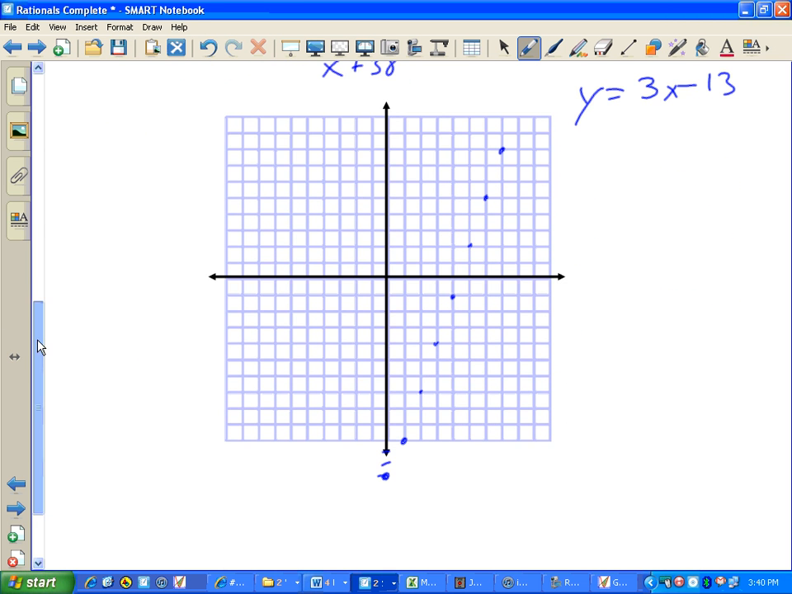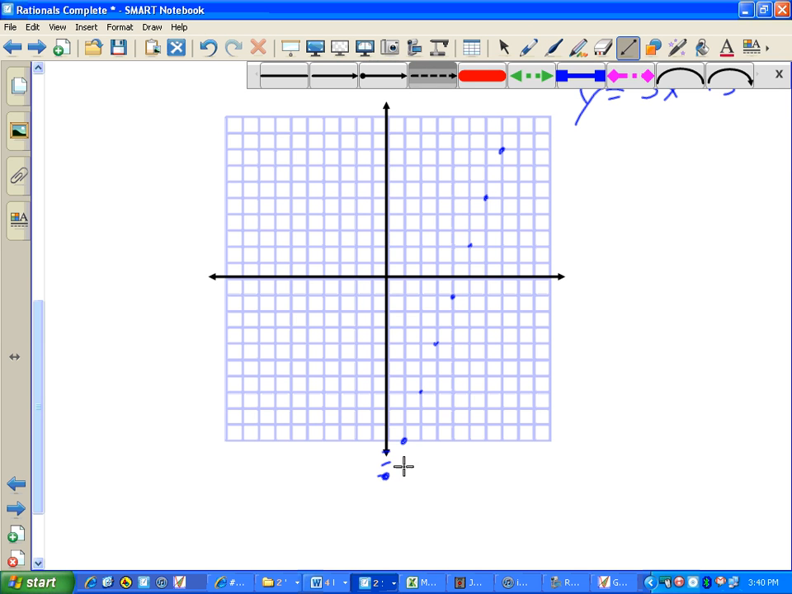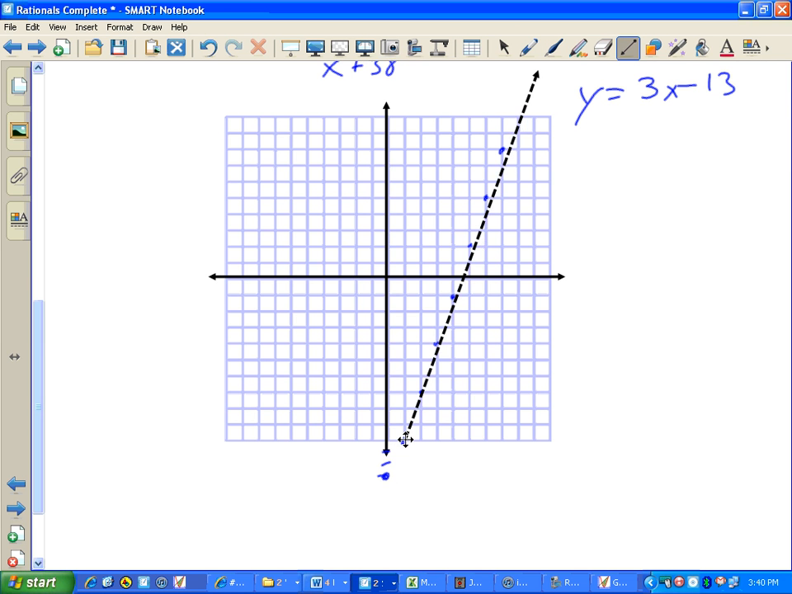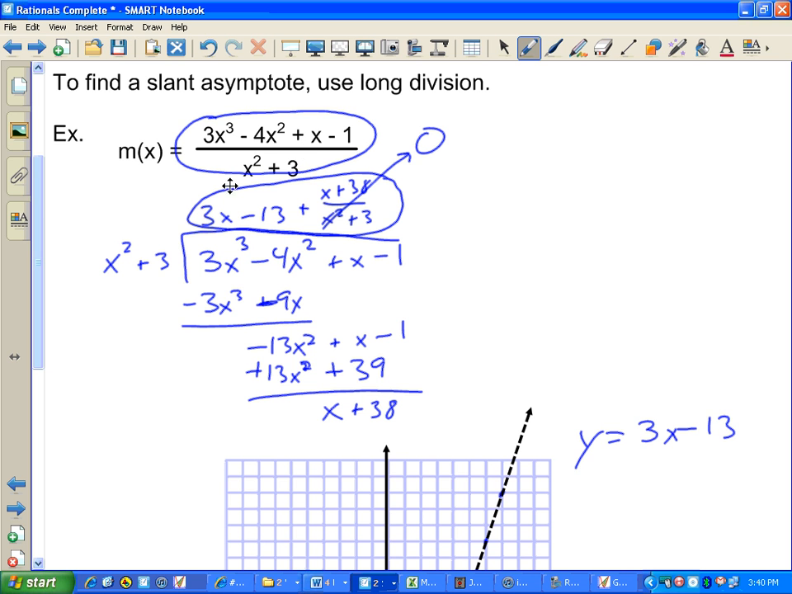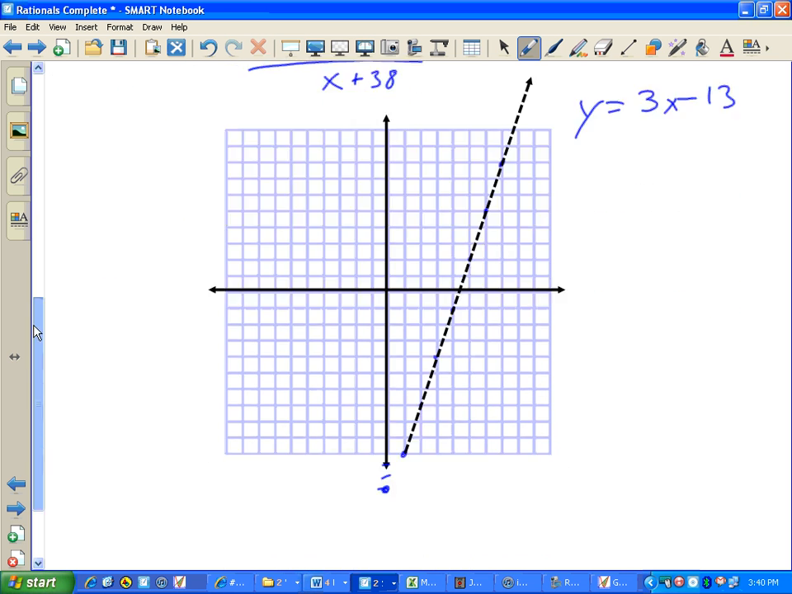What my graph is going to do, and you're allowed to cross slant asymptotes in this area here, but as you get towards the bigger x values, either positive or negative, it's going to approach this slanted line. So let me put it in as a dotted line. This is my slant asymptote. I'm not going to go through the specifics yet, but let's see. I won't have any asymptotes on the bottom, so there are no vertical asymptotes. And if I have a slant, I don't have a horizontal.